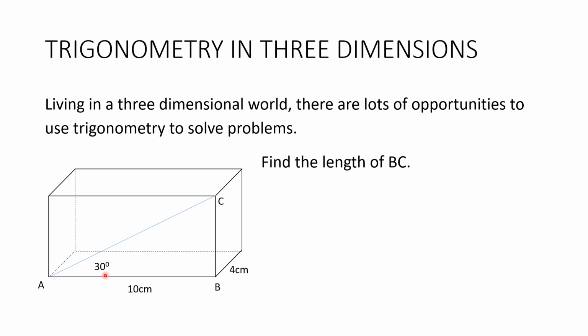All right, in relation to this angle, this side is opposite and this side is adjacent, so we're going to use tan. Tan 30 is BC over 10. Multiply both sides by 10, and BC is equal to 10 tan 30, which is 5.77 centimetres. Now let's use that information to find the size of angle DAE. So you can see how this particular angle is going across through the middle almost of that prism.